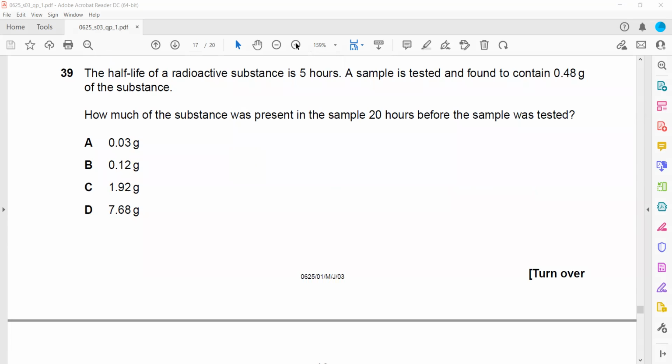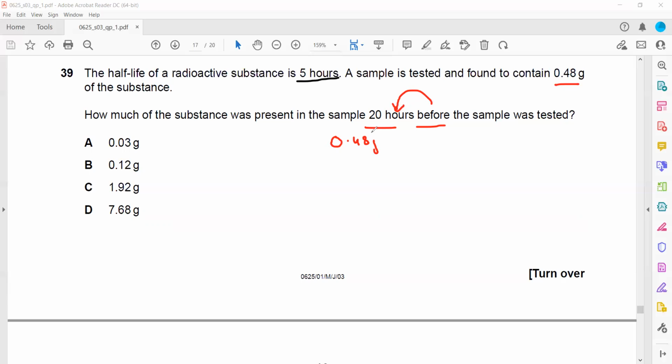The second question, a half-life of a radioactive substance is 5 hours. Means after every 5 hours, it will be half of its original value. A sample is tested and found to contain 0.48 gram of a substance. How much of a sample was present 20 hours before it was tested? So right now we have 0.48 gram of a radioactive sample, the sample which is emitting radiation. We want to find how much radioactive sample was there 20 hours before.